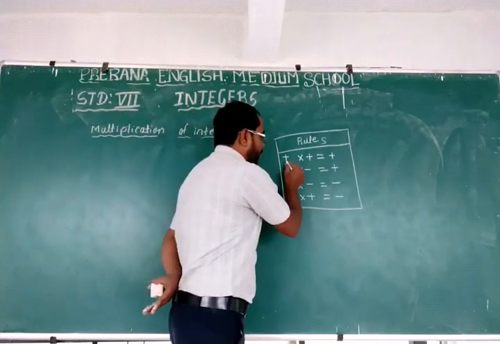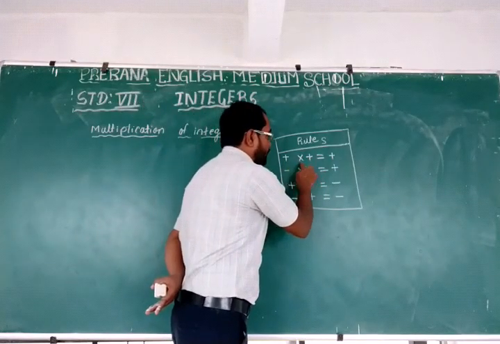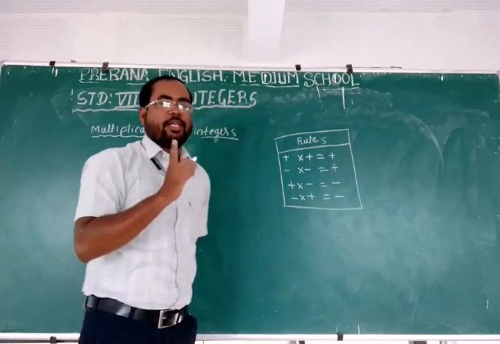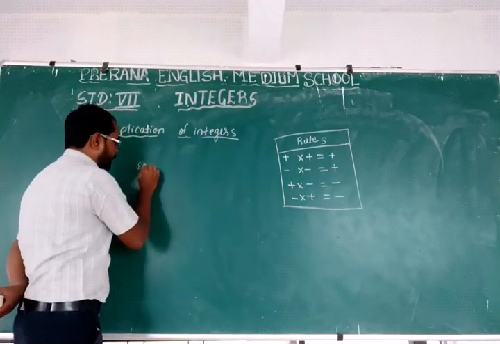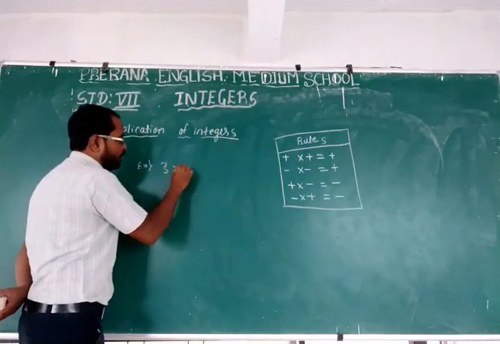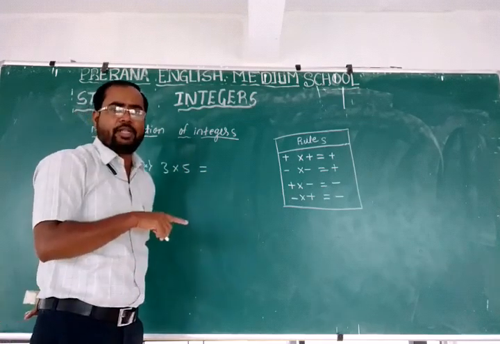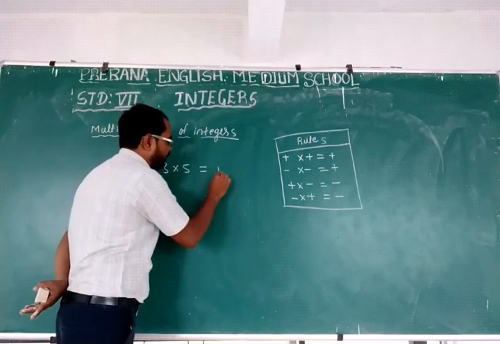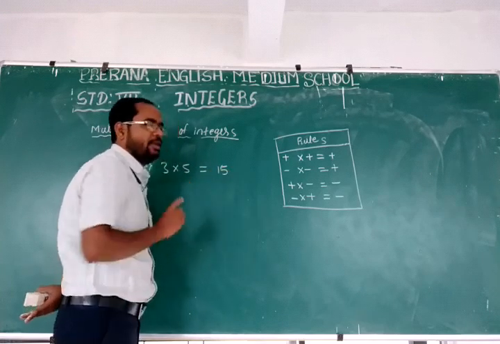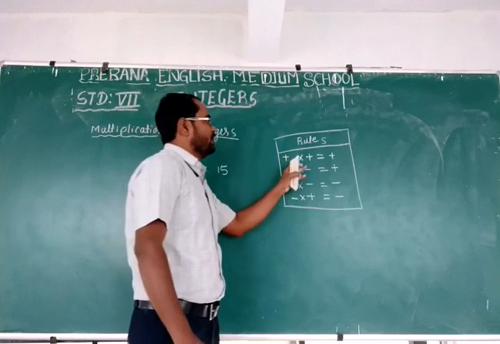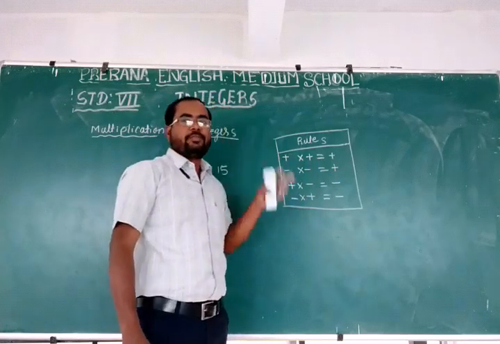See here, if both numbers are positive, plus into plus will remain a plus. For example, if you multiply both the positive numbers 3 into 5, both are positive. If there is nothing else, there will be a plus sign over there. So 3 into 5 is 15. The answer will also be positive, that is, plus into plus will be plus.